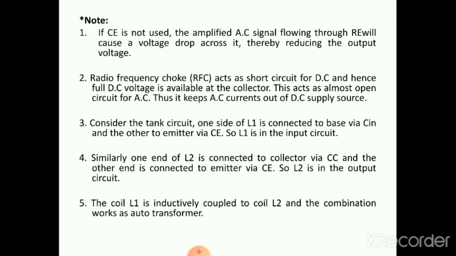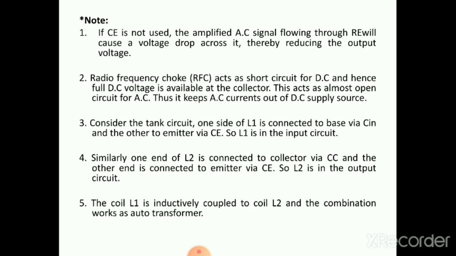The RFC acts as a short circuit for DC, hence full DC voltage is available at the collector. This acts as almost an open circuit for AC because it keeps AC currents out of the DC supply source. The coil acts as what? A short circuit for DC. Hence full DC voltage is available at the collector. This acts as almost an open circuit for AC. Right.